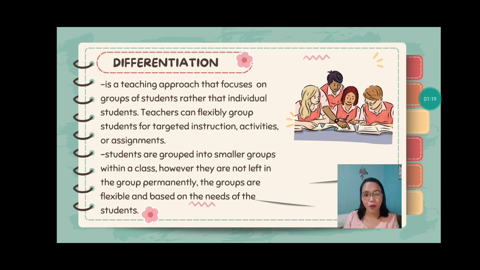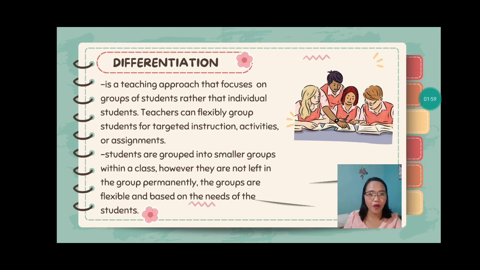Students are grouped into smaller groups within a class. However, they are not left in the group permanently. The groups are flexible and based on the needs of the students. So I have here an example. A teacher identifies that a group of students has not understood a concept and this will need to be retaught. These students are placed in a small group for the purposes of reteaching and learning this concept. It is a short-term grouping and ends when the students show evidence of understanding.